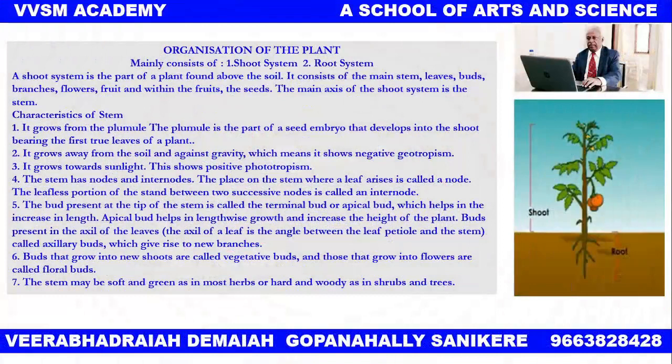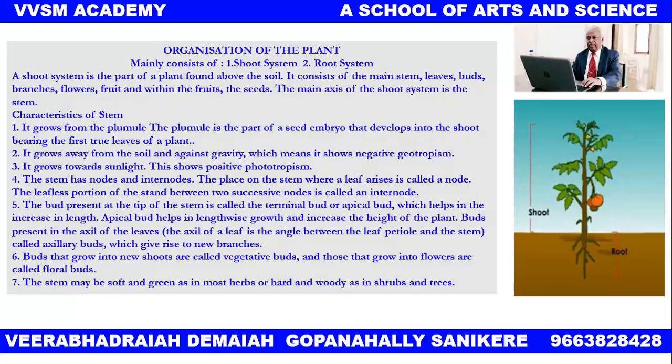Well friends, the organization of the plant mainly consists of the shoot system and the root system. As you know, above the ground level is the plant's shoot system, and below the ground level is the root system. Characteristics of the stem: it grows from the plumule. The plumule is the part of the seed embryo that develops into the shoot system, and the bud present at the tip of the stem is called the terminal bud or apical bud, which helps in the increase of length. Apical bud helps in lengthwise growth and increases the height of the plant.